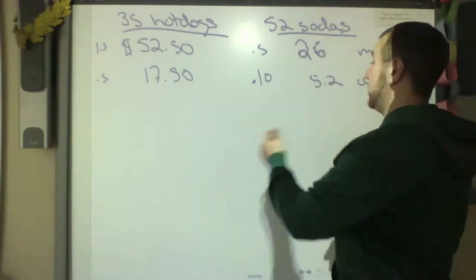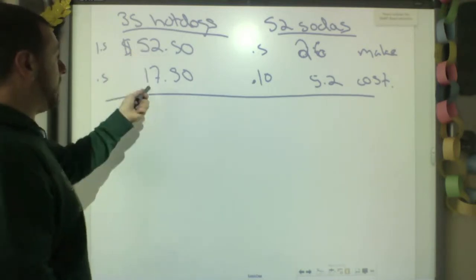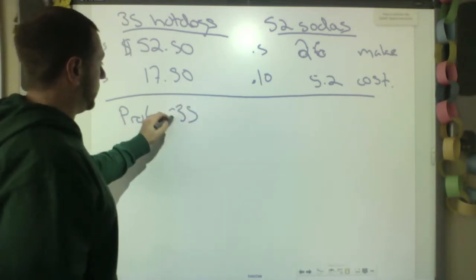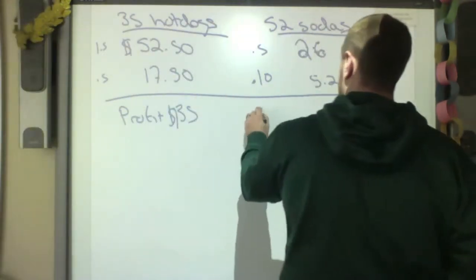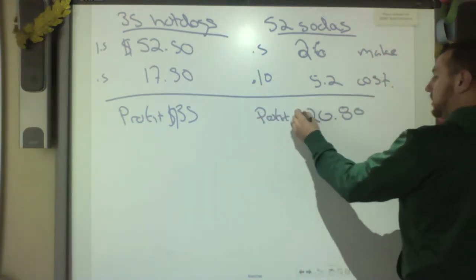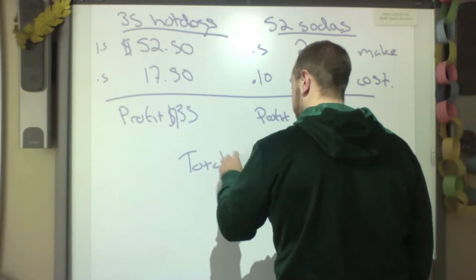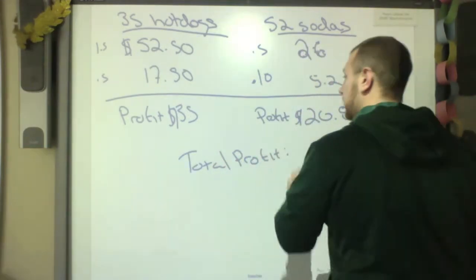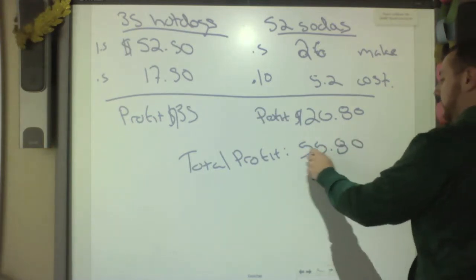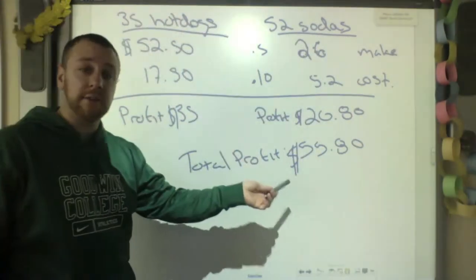that cost me. I subtract these, and I find my total profit for hot dogs. The profit for hot dogs is $35. The profit for soda is $20.80. So my total profit is $55.80. Okay, so that is how much profit I made.